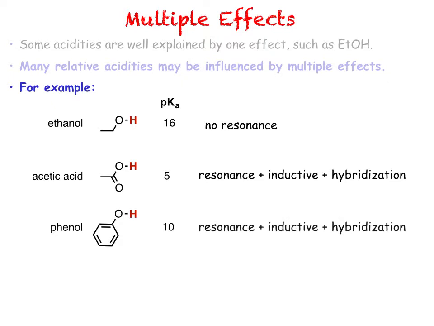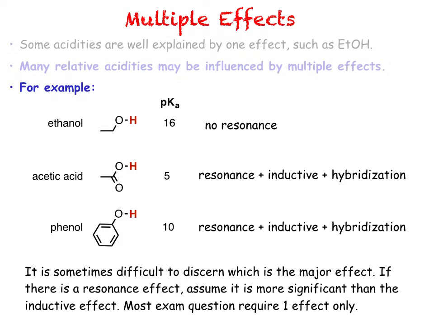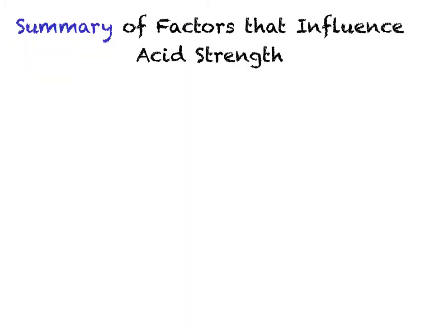For phenol, there's a resonance effect, an inductive effect, and a hybridization effect as well. Think about what those mean. It's often difficult to discern which is the major effect if several effects are going on. But what you should do is to say, oh, the element effect is going to be huge, and the hybridization effect is going to be large. Resonance effect is going to be important. Inductive effects are weaker. And so whatever the most important effect is that you think, that's what you should say is the most important factor.